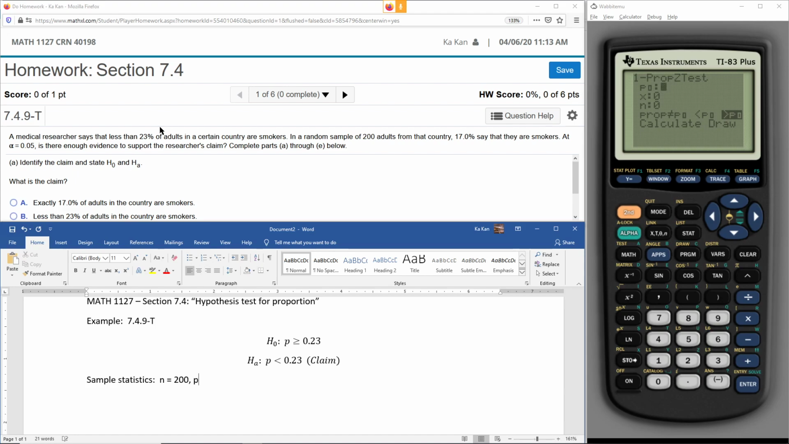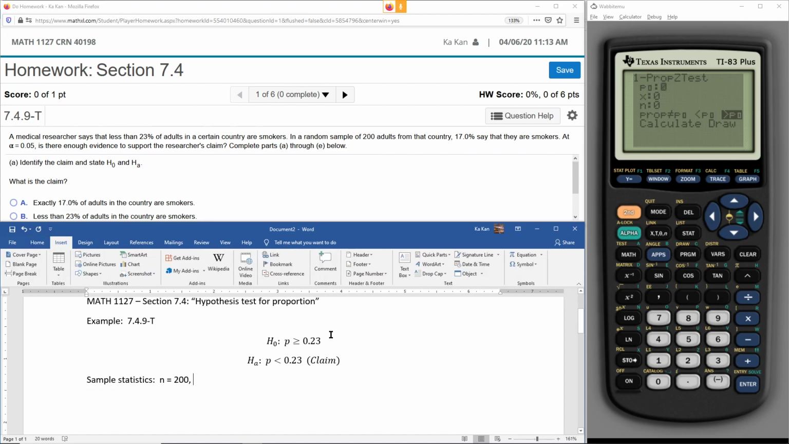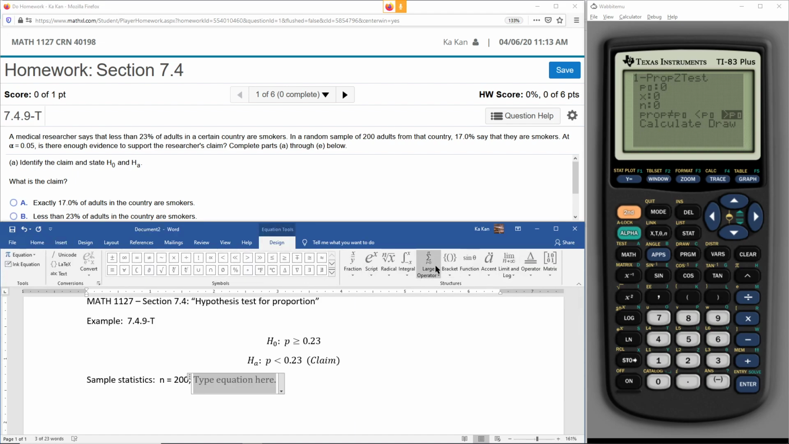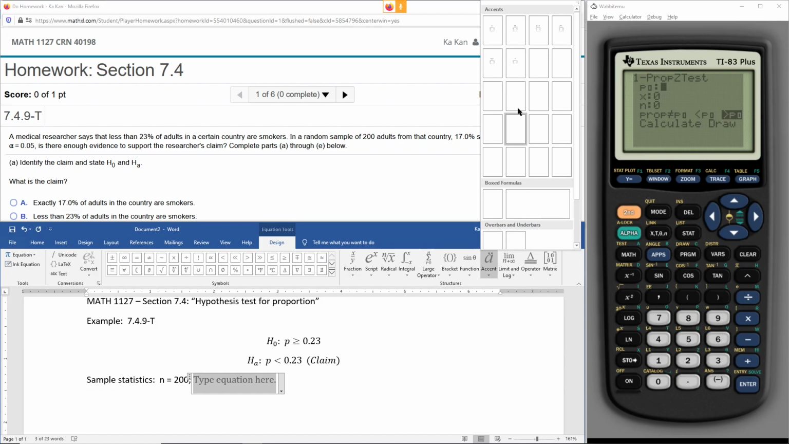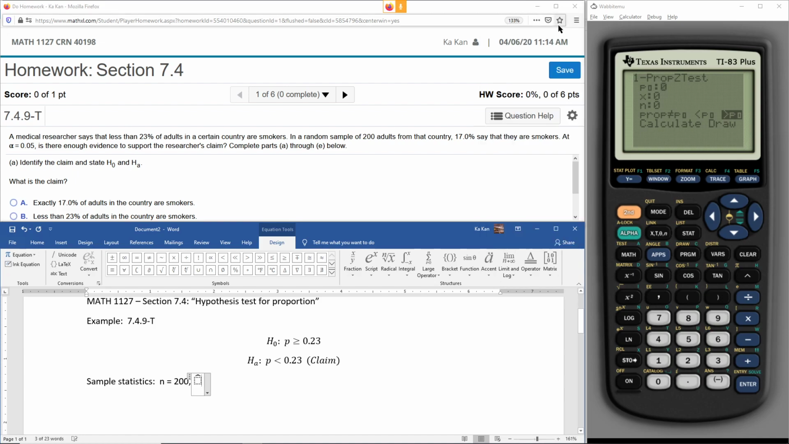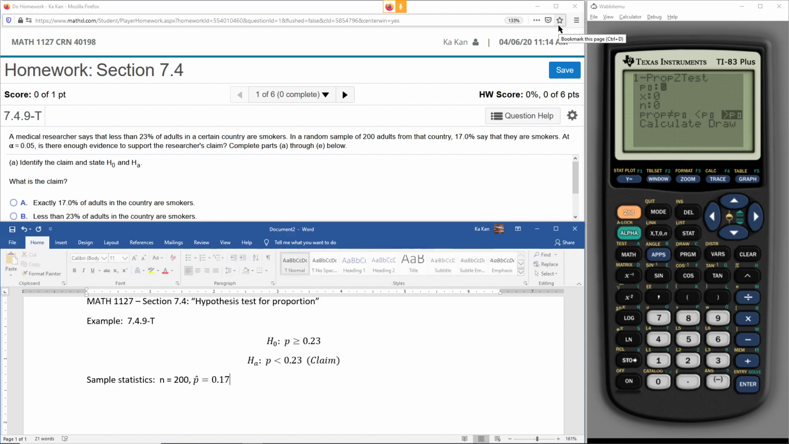So I would say that's p. Usually for that, we have a different way to call it. Let me show you. We call it p with the hat, equal to 0.17. So that's the sample proportion. And of course the level of significance.